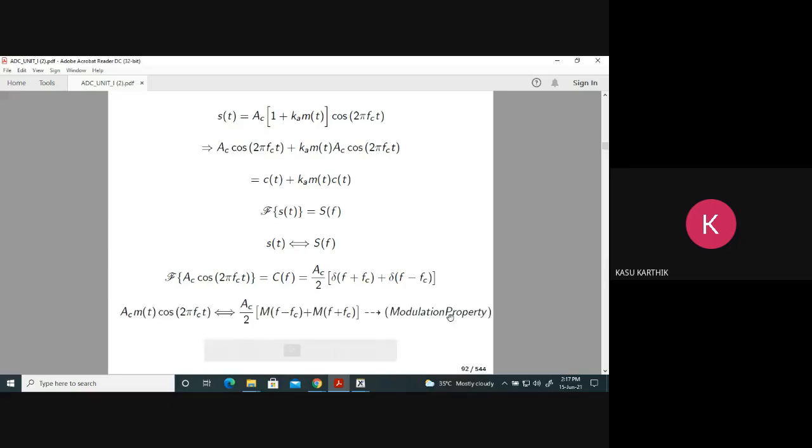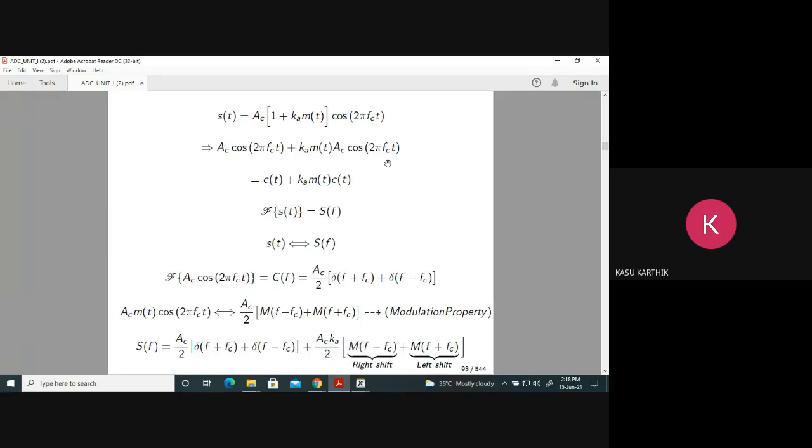Now, what is this? I told you in the first class itself. Ac into m of t into cos 2 pi fct, that is called the modulation property. What will happen? Ac by 2 times m of f minus fc plus m of f plus fc. Are you following or not? So, a frequency translation will happen. The spectrum of m of t is shifted to the left side and right side by how much amount? By fc frequency.